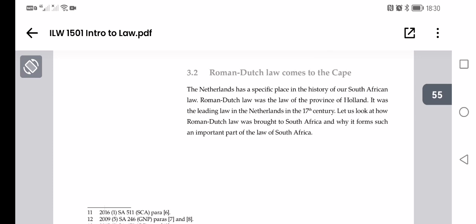Roman Dutch law comes to Cape Town. The Netherlands has a specific place in the history of our South African law. Roman Dutch law was the law of the province of Holland. It was the leading law in the Netherlands in the 17th century. Let us look at how Roman Dutch law was brought to South Africa and why it formed such an important part of the law of South Africa.